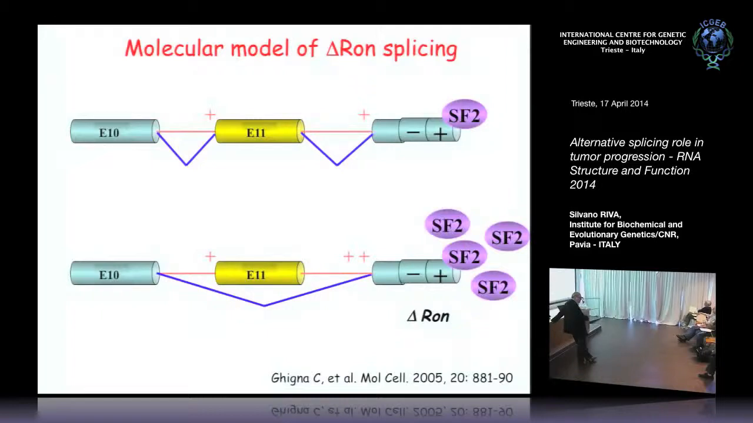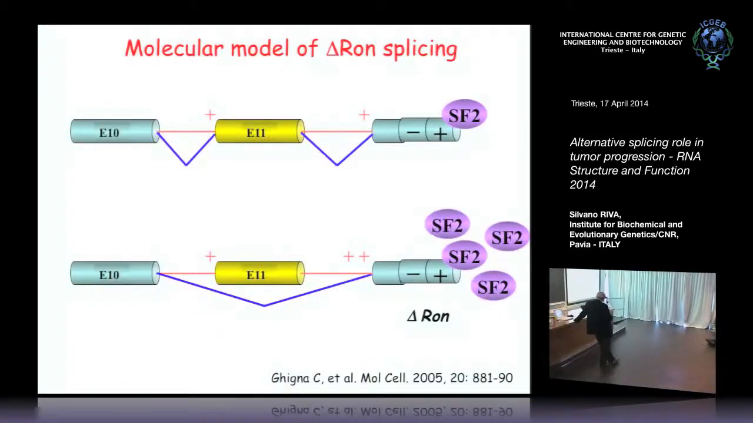When bound by its cognate factor, the SR protein SF2, when this factor binds the enhancer and is very abundant, being an enhancer, it strengthens this splice site in comparison to this one, and so the exon is skipped. And you produce the isoform that's called delta-RON.